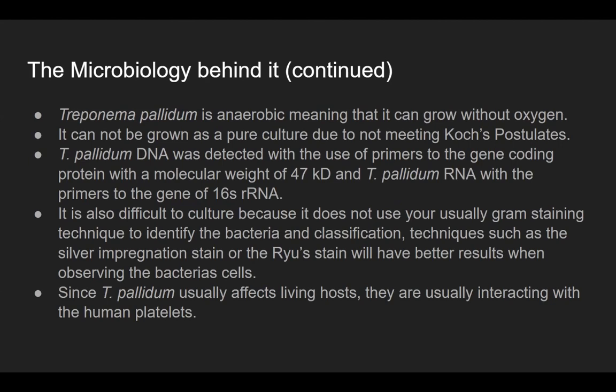T. pallidum DNA was detected with the use of primers to the gene coding a protein with a molecular weight of 47 kD, and T. pallidum RNA with primers to the gene for 16S RNA. It is difficult to culture because it does not respond to the usual gram staining technique used to identify and classify bacteria. Techniques such as the silver impregnation stain or the Reiter stain will give better results when observing the bacterium's cells. Since T. pallidum usually affects the living host, they are usually interacting with human platelets.